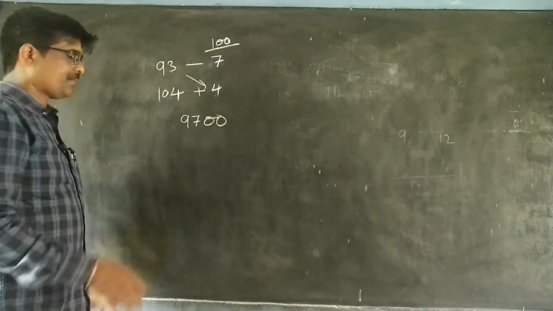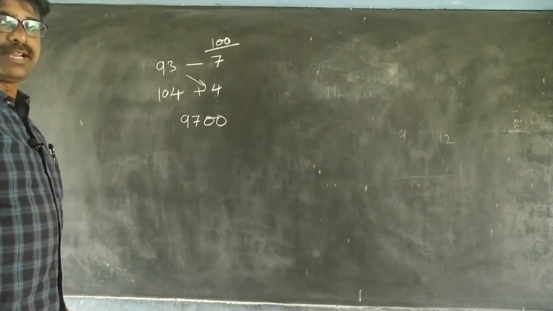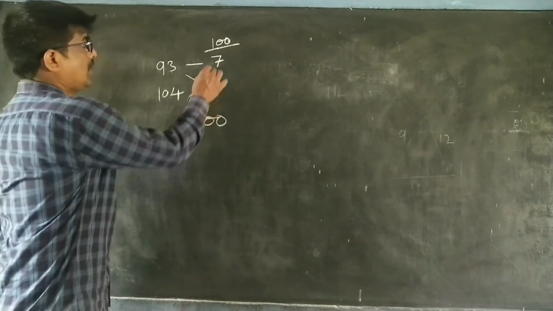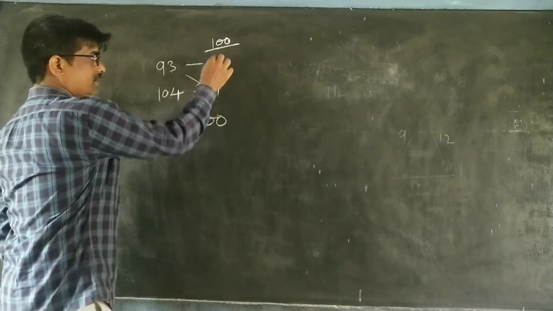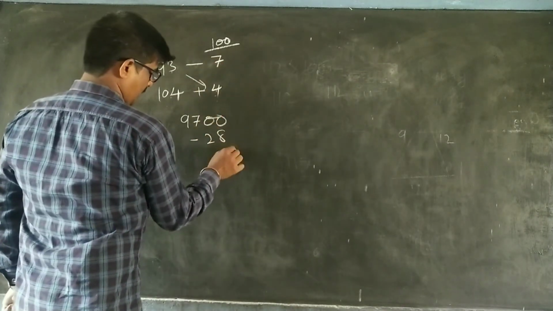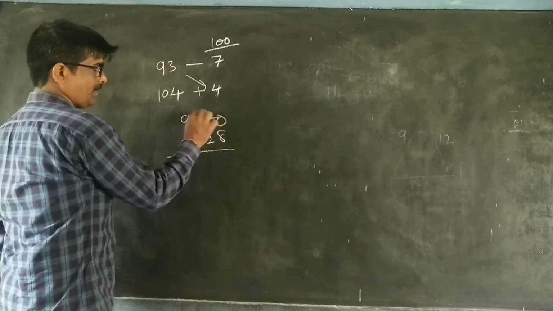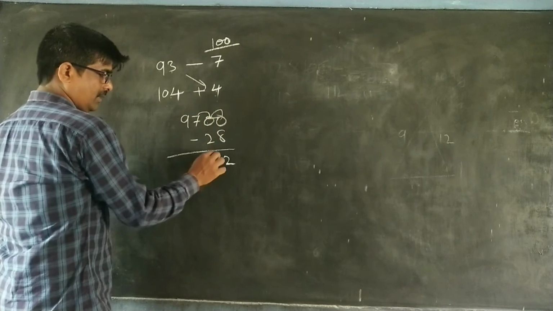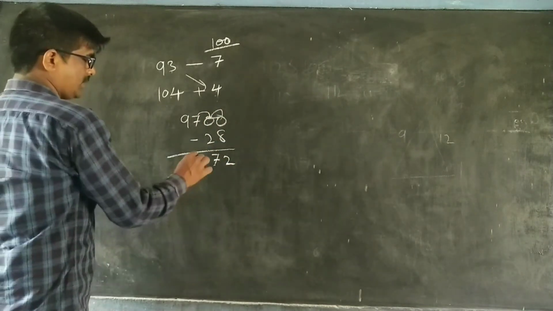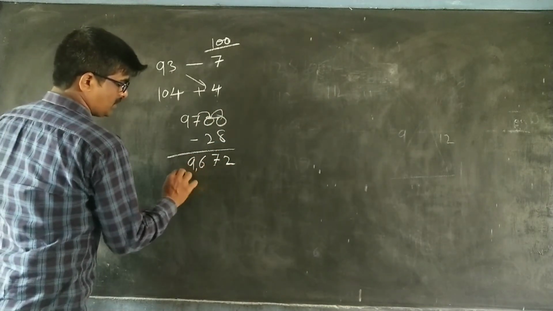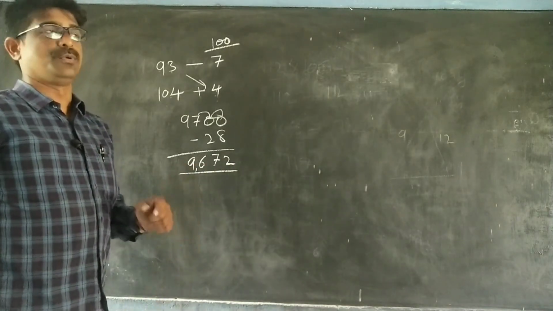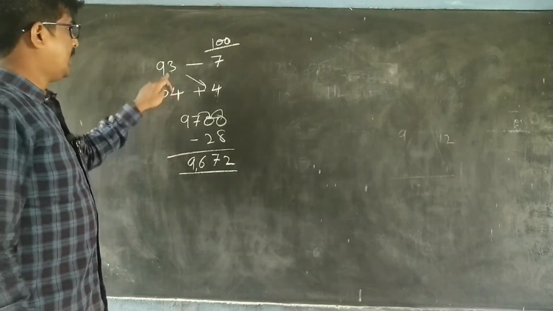93 plus 4 is equal to 97, after which two zeros: 9700. Next, plus into minus is minus. 4 7s are 28. Do subtraction. That is 9700 minus 28, and you get 9672.